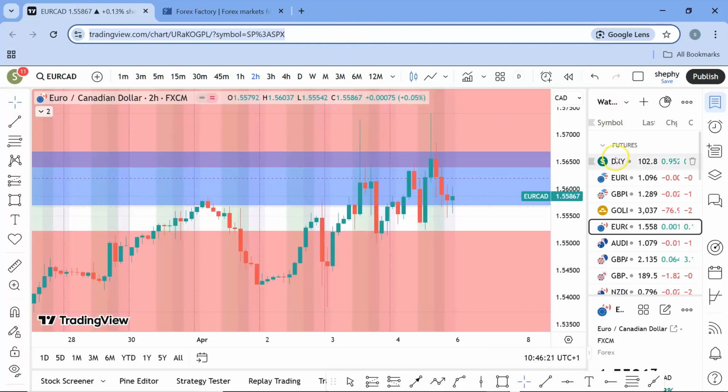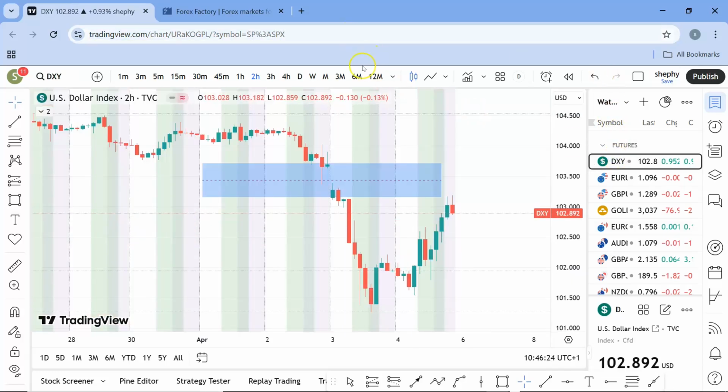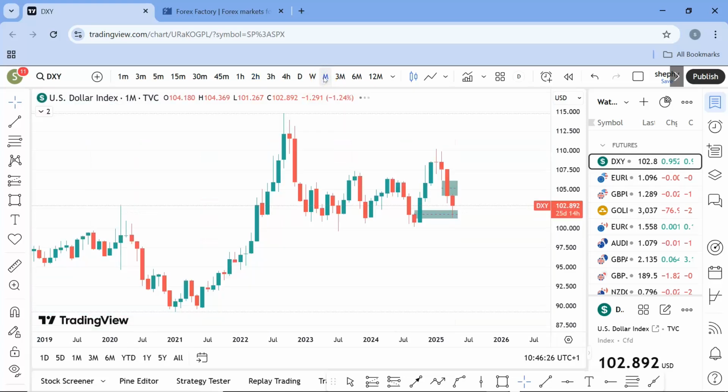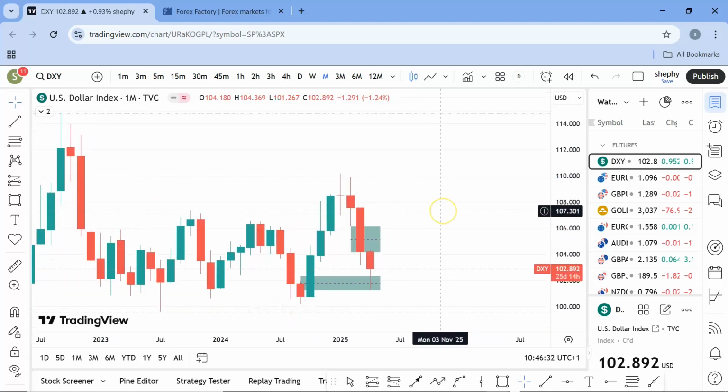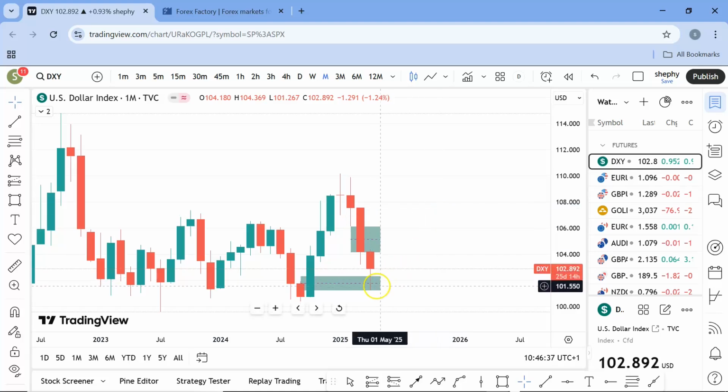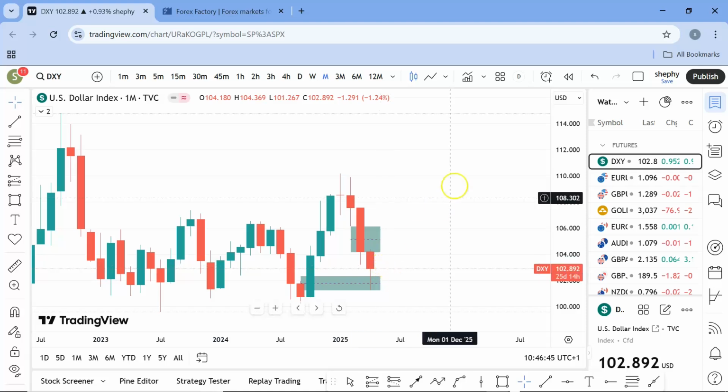Let's start with the dollar index. Let's go to the monthly charts. So this is the monthly chart on the dollar index, and if you look at the chart thoroughly, last week we said that we could see price trading into this zone, and price did trade into this zone. So our bias for this pair last week was that it was going to be bearish.